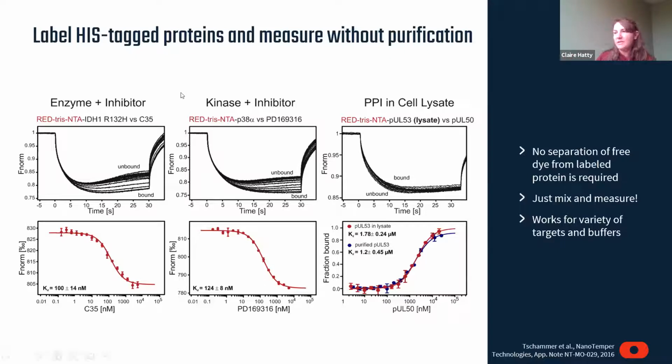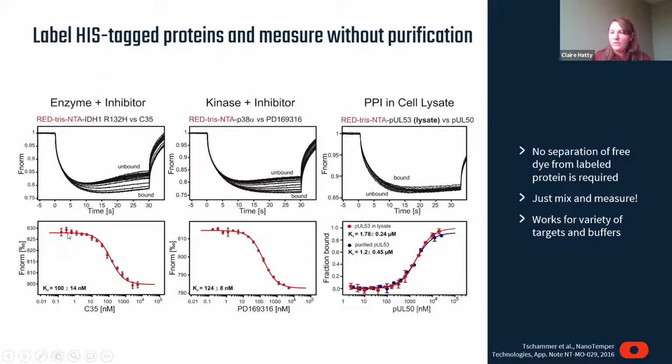So in each of these interactions, the target was labeled with our His-tag dye. And this is an easy and gentle labeling procedure that will specifically label the His-tag on your protein. So in the first interaction here, what we have is an enzyme that's been labeled with the His-tag dye, and that's binding with an inhibitor. So you can see here a nice binding curve.